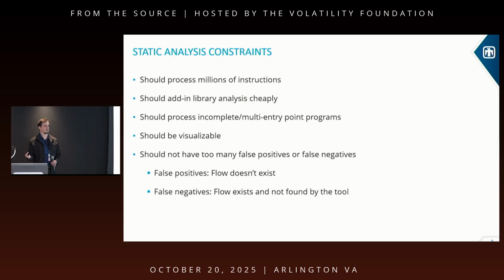What are the other constraints that we're under in thinking about developing this system? We want it to be scalable. It should process real code. So I wrote that as millions of instructions, but some of the taint analysis systems process relatively small pieces of code. We wanted to be able to process millions of instructions. It should be possible to analyze libraries and take that analysis and lift it into the rest of your analysis.